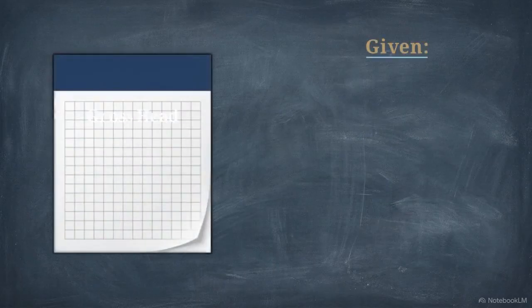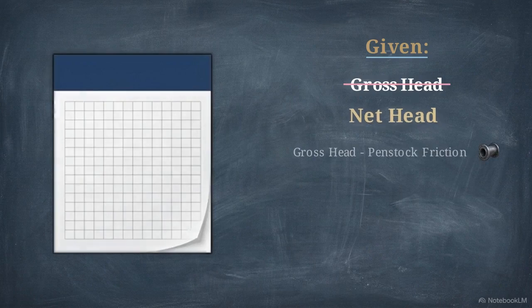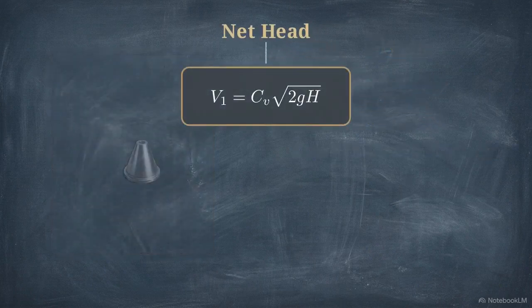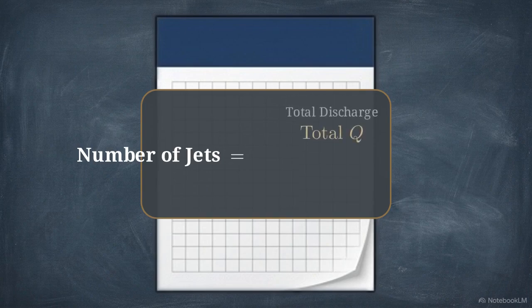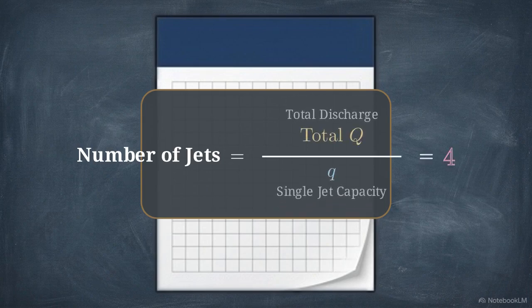In a comprehensive problem, we start with the net head, calculated by subtracting the losses from penstock friction from the gross head. This ensures the jet velocity calculation reflects the actual energy reaching the runner. If the problem asks for the number of jets required, you calculate the total discharge needed for the target power and divide it by the discharge capacity of a single jet.